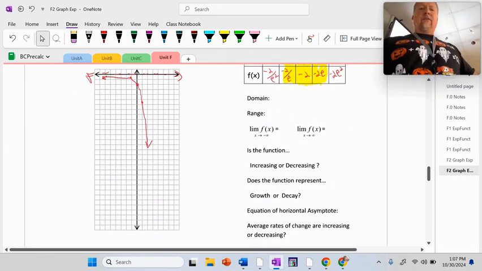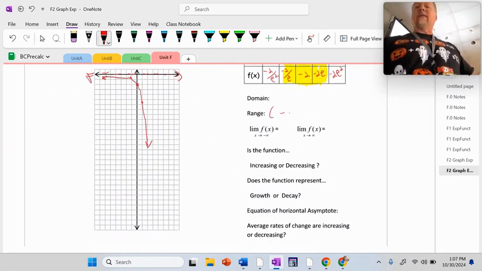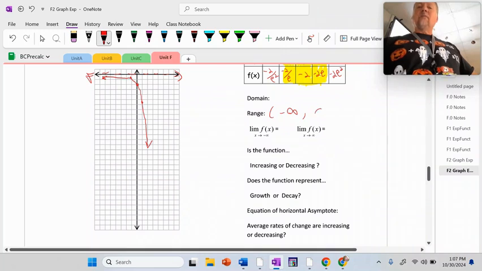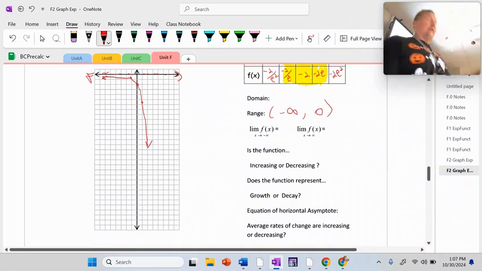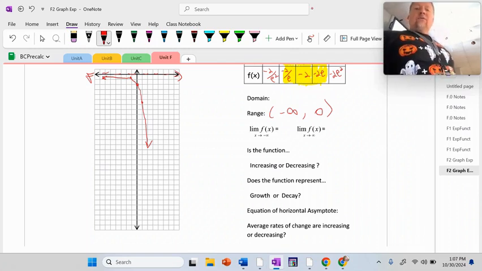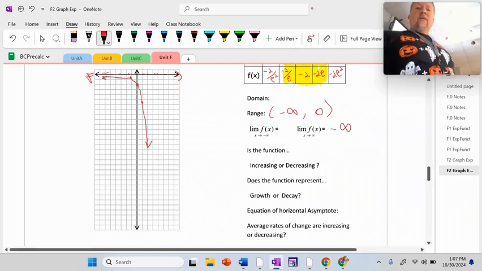The domain is all real numbers. For the range, we'll write that out because some people screw this up. You have to write negative infinity to 0 for the range. Now the limits: as x goes to infinity, y goes to negative infinity. And as x goes to negative infinity, y goes to 0.